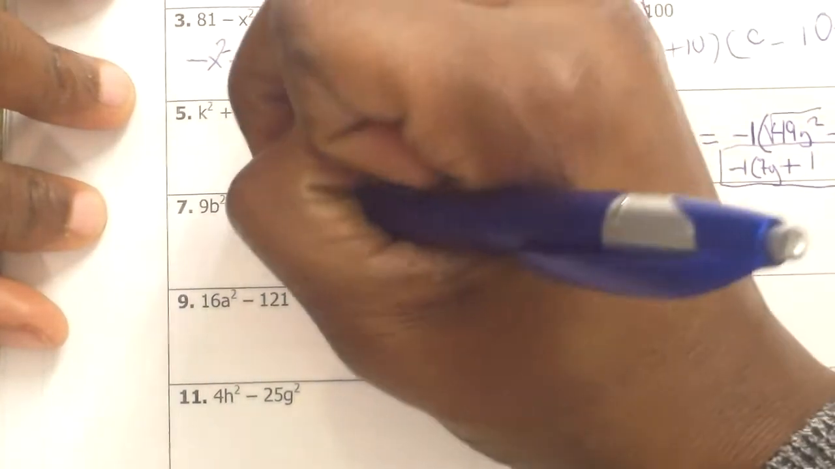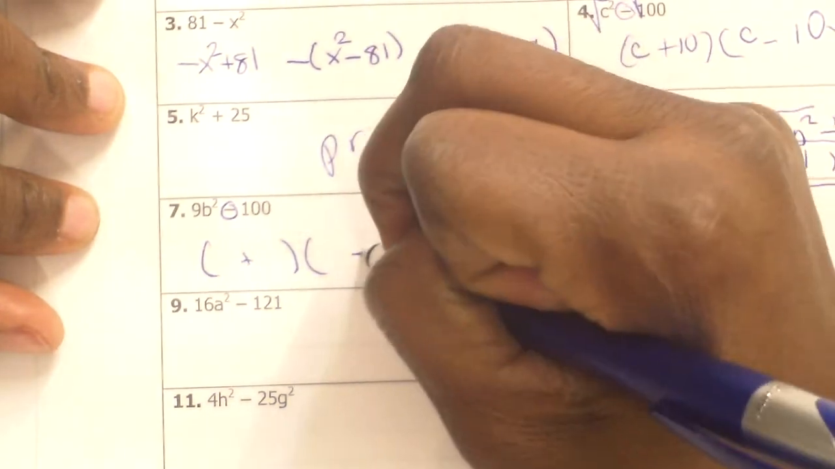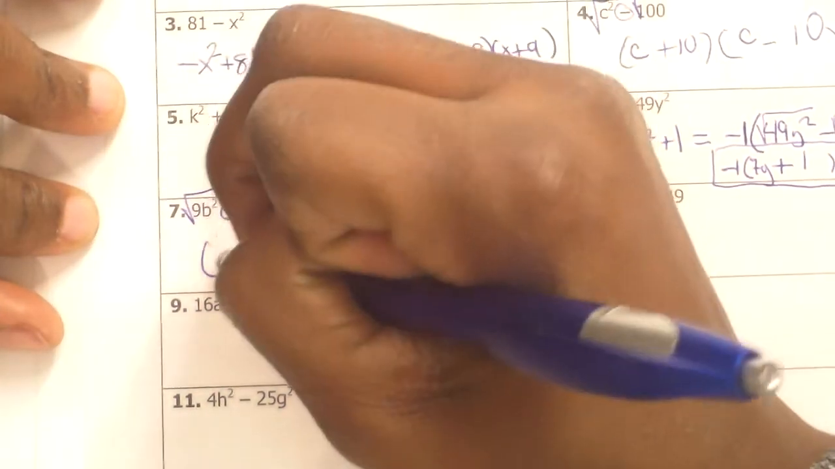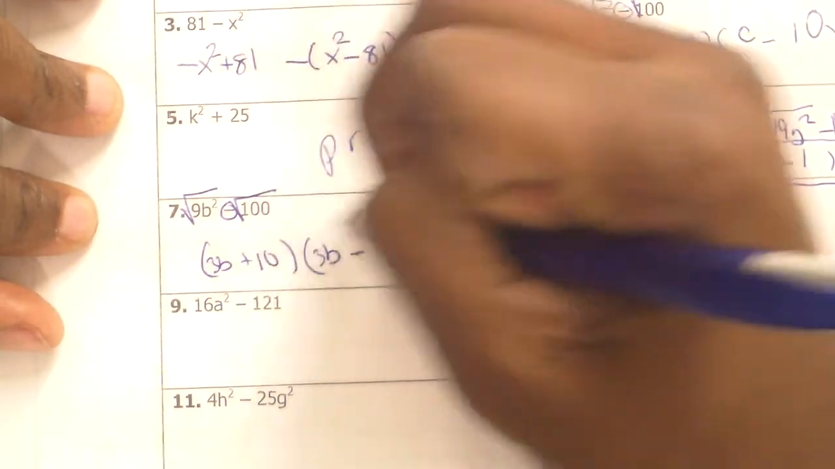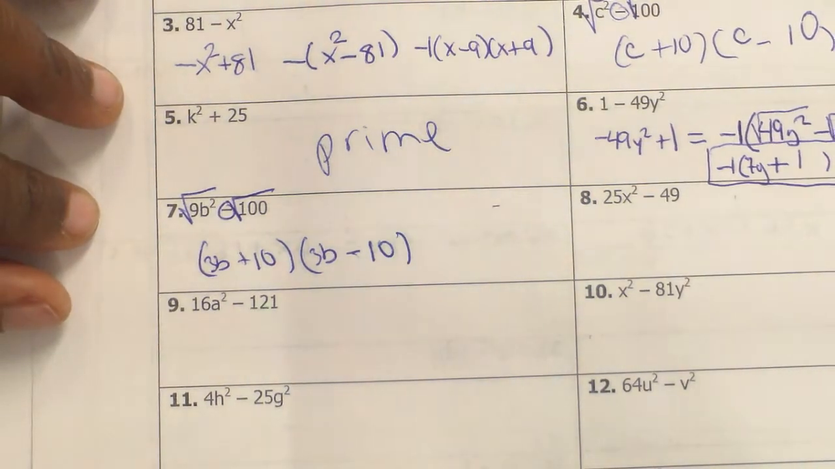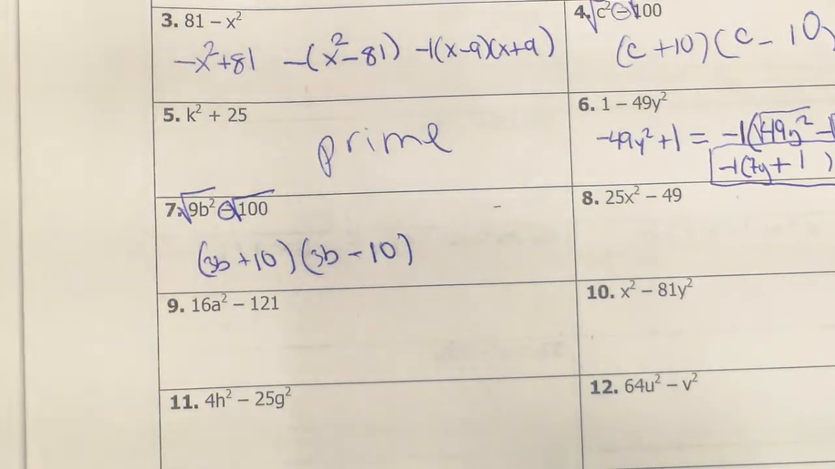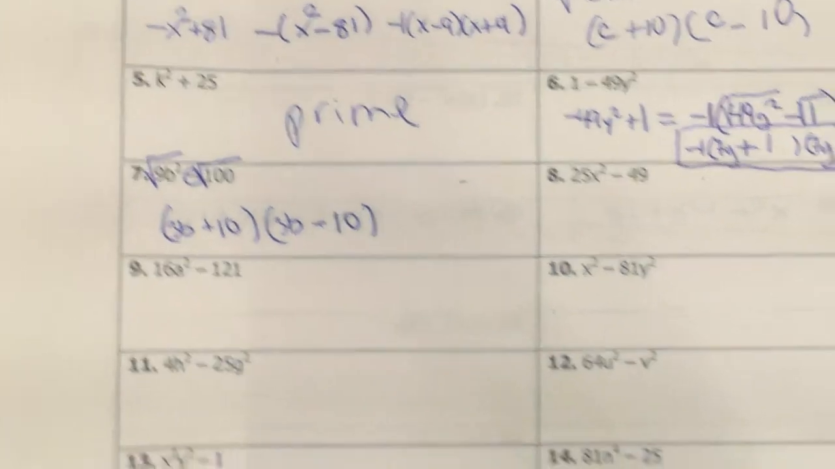Okay, let's add in a few variables. Here we have 9b squared minus 100. So one positive, one negative. Take the square root: we have 3b and 3b. The square root of 100, we have 10 and 10. And so there's our answer. The middle terms will be negative 30b and a positive 30b, which cancel. Everybody got it?